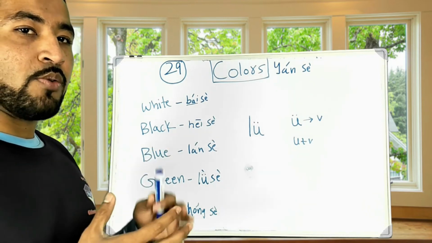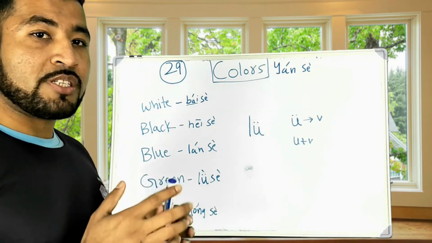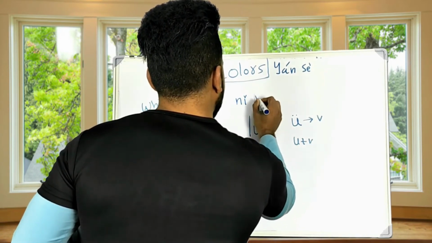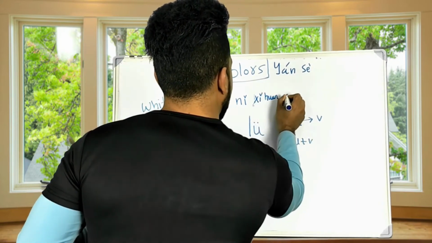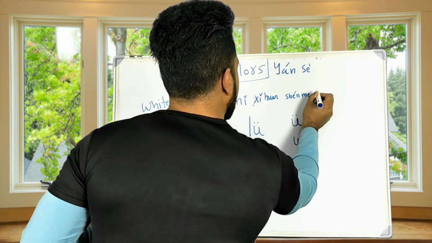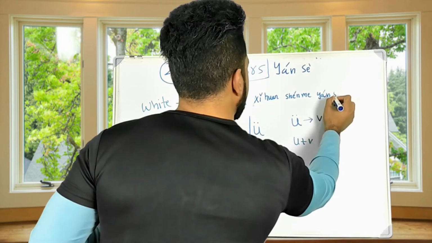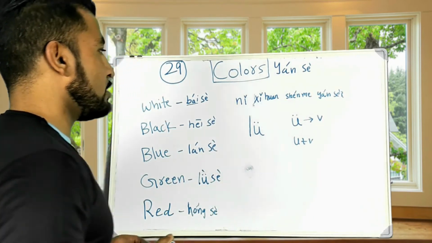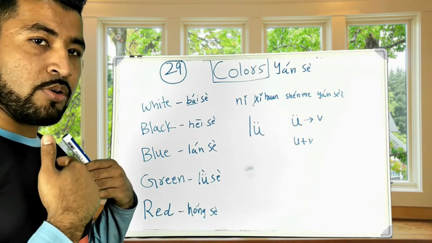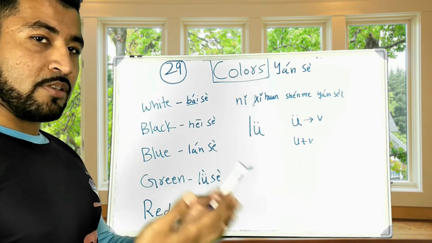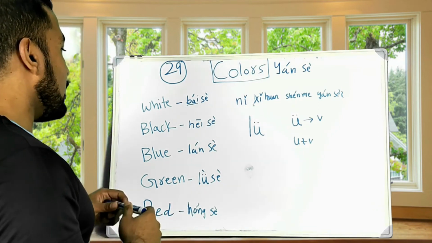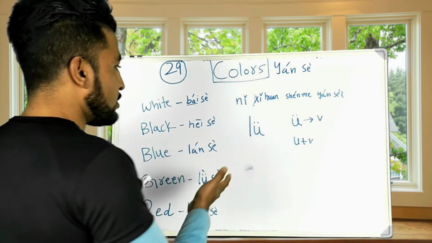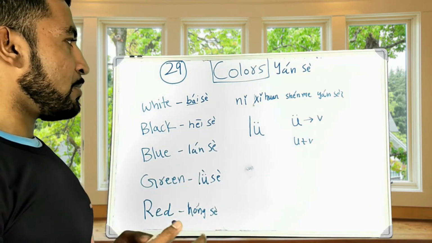You can ask different questions to anyone about these colors. For example, you can ask anyone, what type of color do you like? 你喜欢什么颜色? What type of color do you like? Or you can ask your friends about the color of the clothes they are wearing, or any type of question related to these colors. So the answer could be any of these.